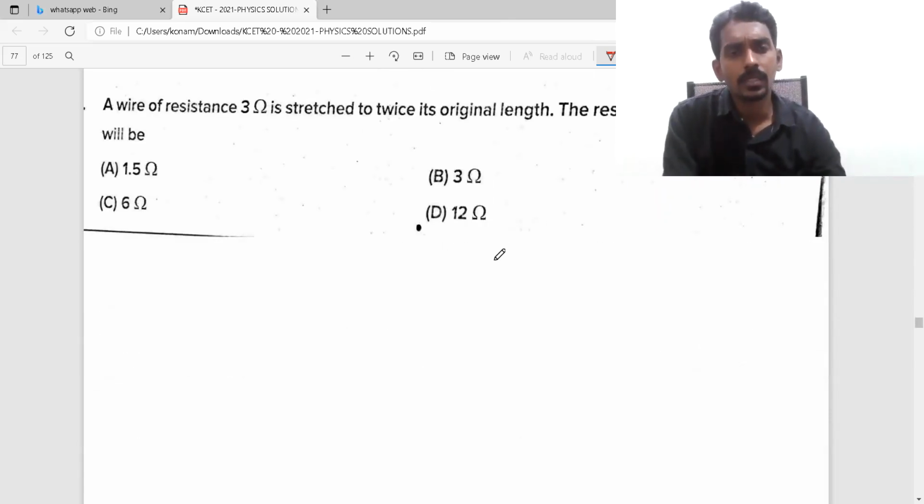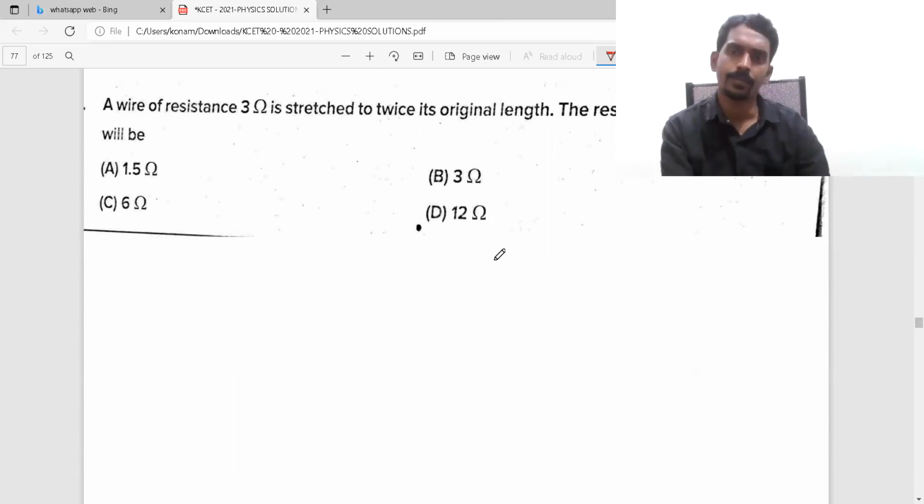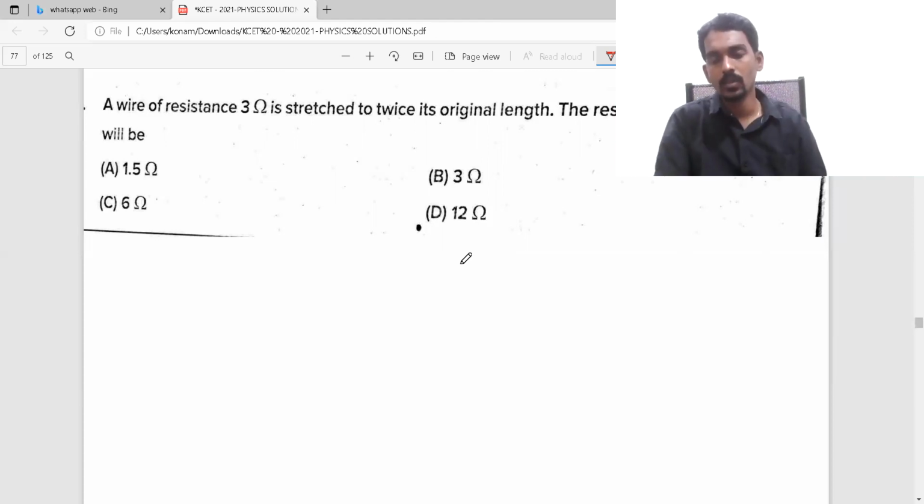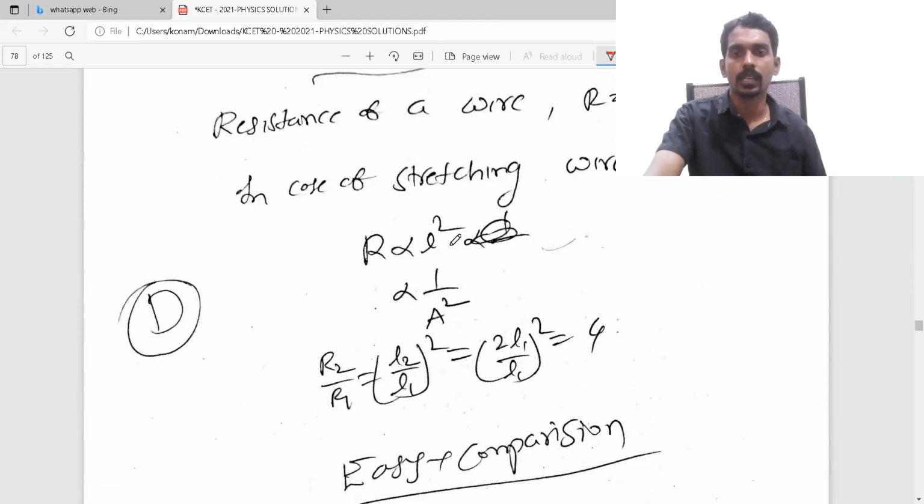Now a wire of resistance 3 ohm is stretched to twice its original length. Find the resistance of the new wire. In case of stretching of a wire, we take a shortcut formula. In case of stretching, the volume remains constant. So initial L1 A1, length into area, should be equal to L2 A2, the final length into area. So there you will get the condition like this.